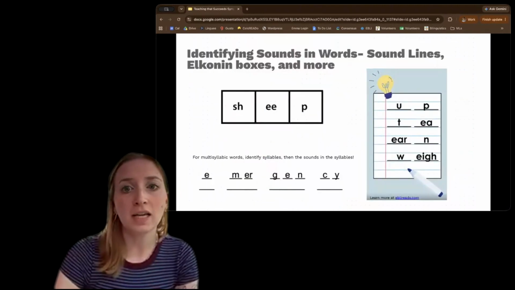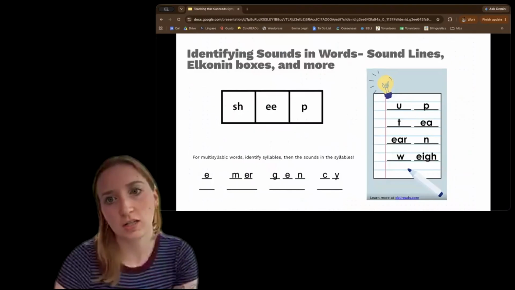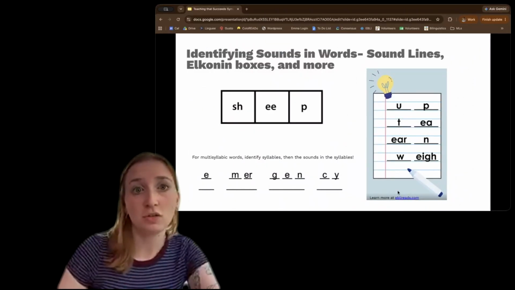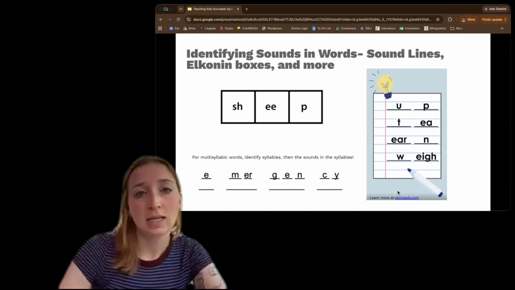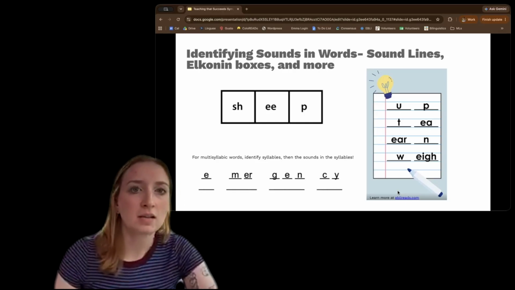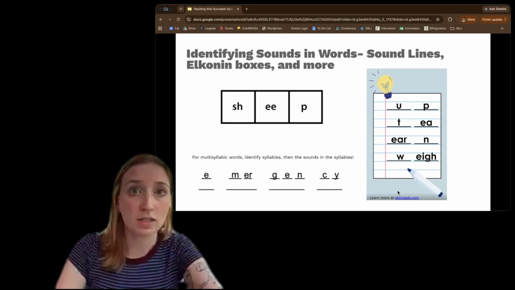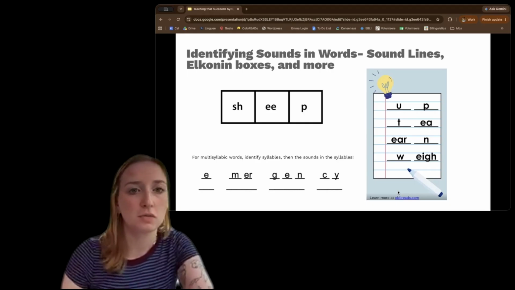I use Ebley, so I use the strategy here to the right, which we call sound lines, although plenty of other approaches use things like Elkonin boxes. And really what matters at the end of the day is that students are crisply segmenting the sounds that they hear in words in order to correctly read and spell those words.